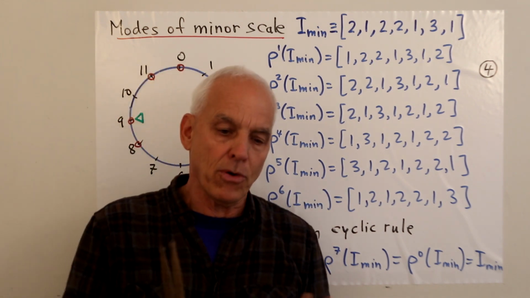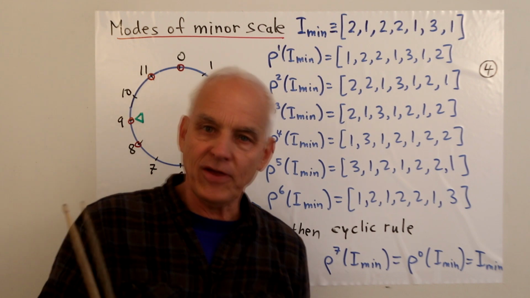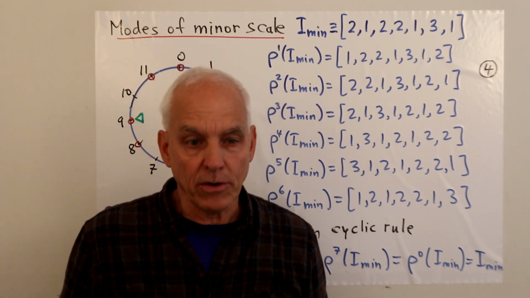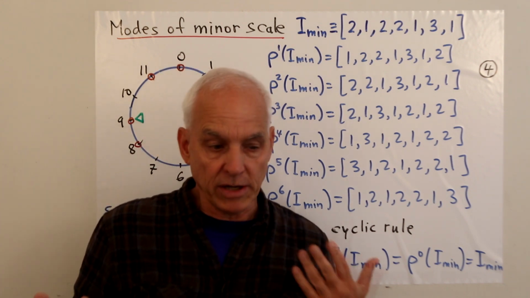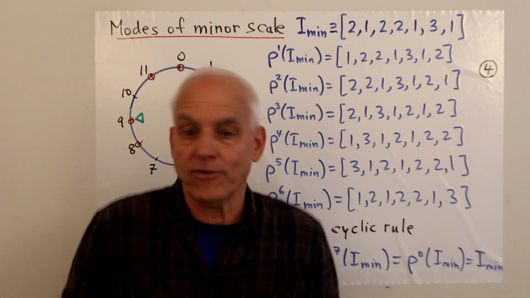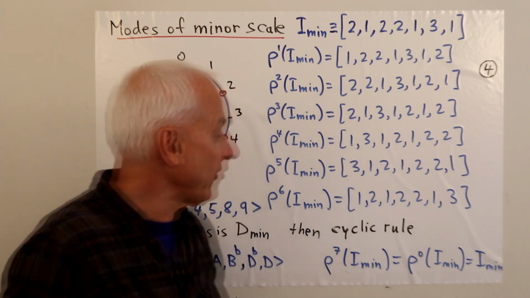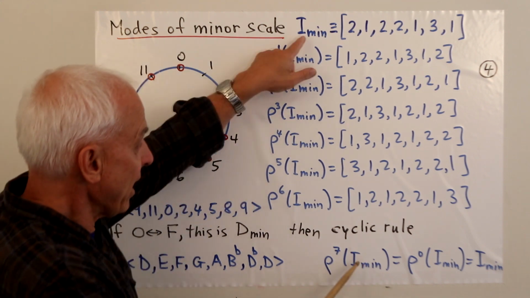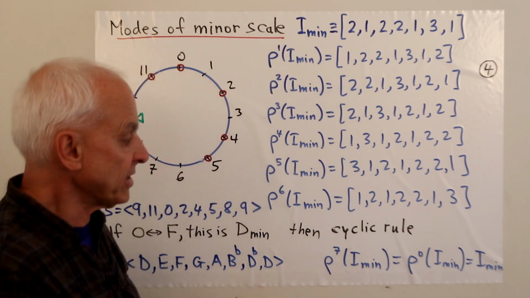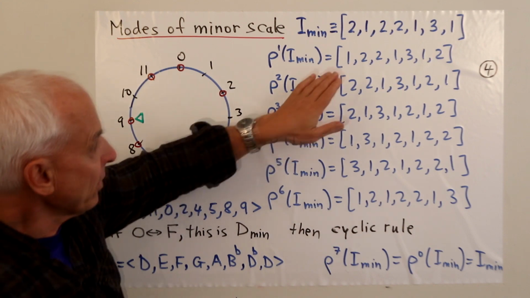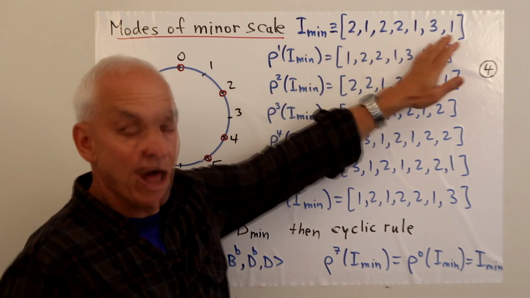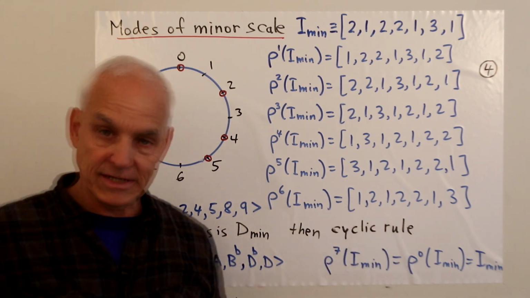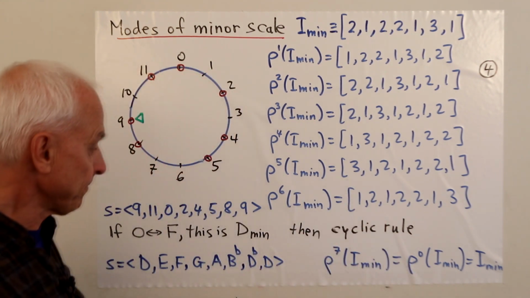And if you're on a piano or on a guitar, you can play these things out and see what they sound like. They're much less familiar than the major modes, but in principle, they're just as reasonable objects to consider. And again, we have the same cyclical rule that rho to the 7th of I min is the same as rho to the 0 of I min, which is itself. Because there are 7 elements in the interval sequence, and so that's what generates this 7-stage periodicity.